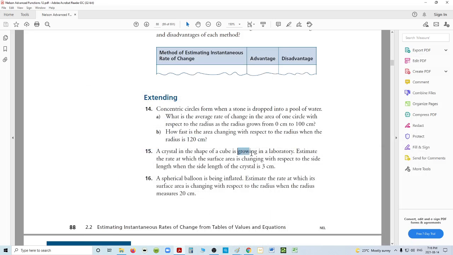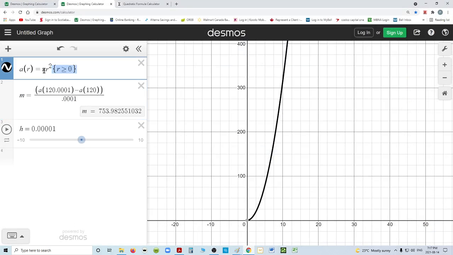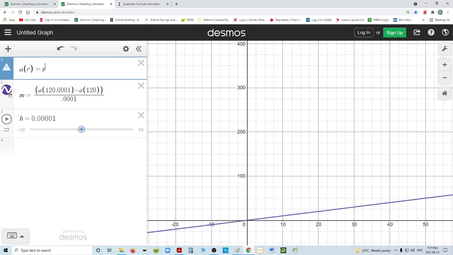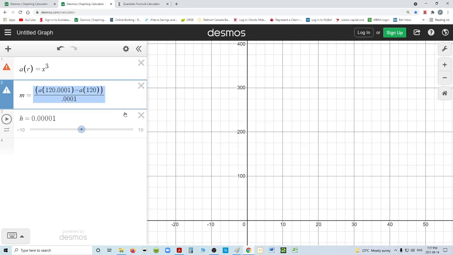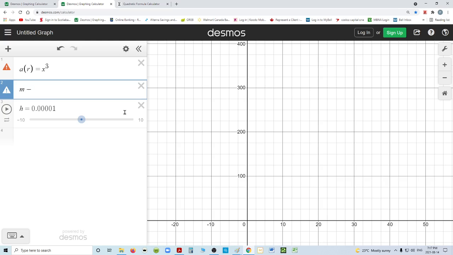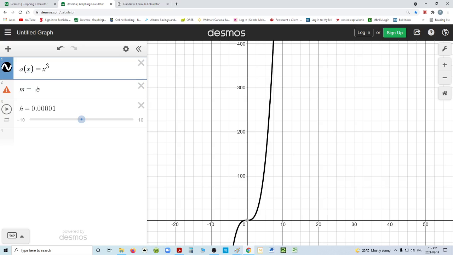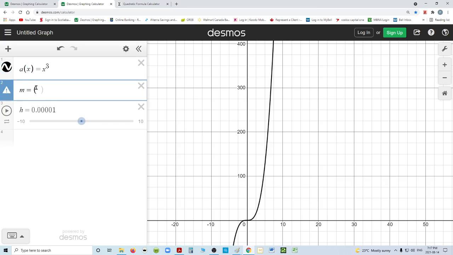A crystal in the shape of a cube is growing in the laboratory. Estimate the rate at which the surface area is changing with respect to the side length when the side length of the crystal is 3. So how fast is the area changing at 3? Well, that's a cube, so the quantity is equal to x cubed. And it wants to know how fast this is changing, and x is the side. How fast is it changing at 3?